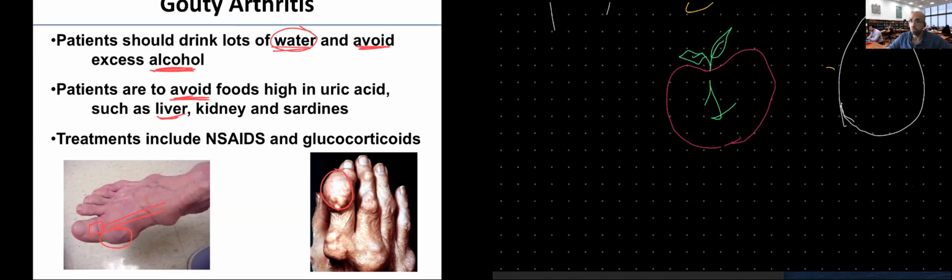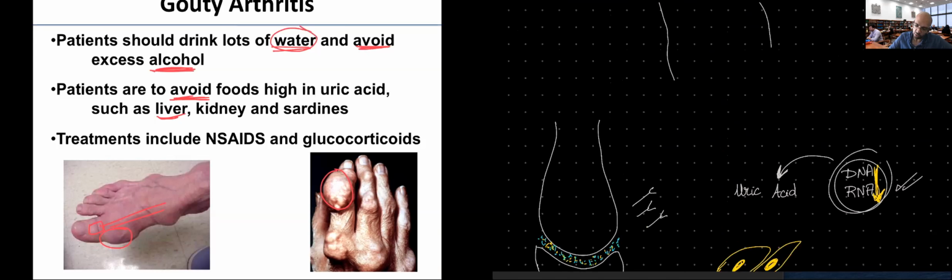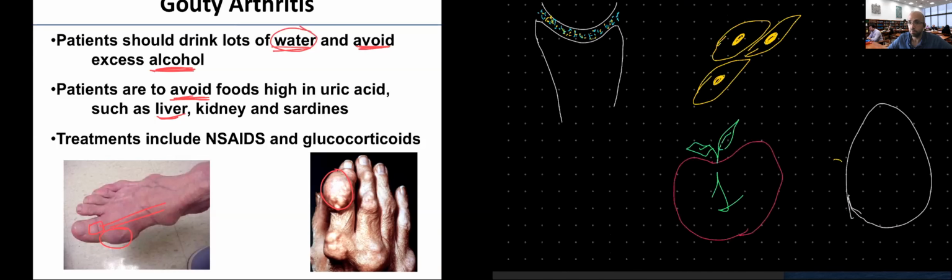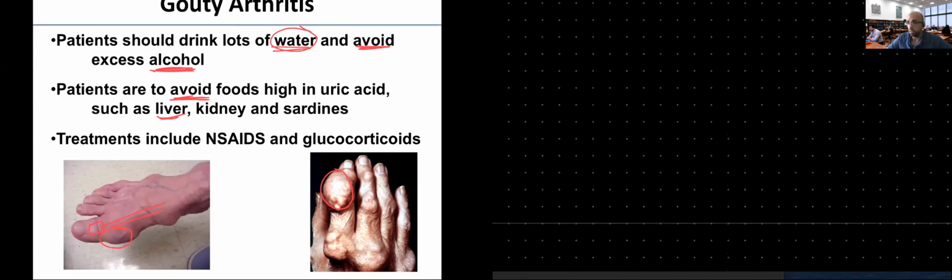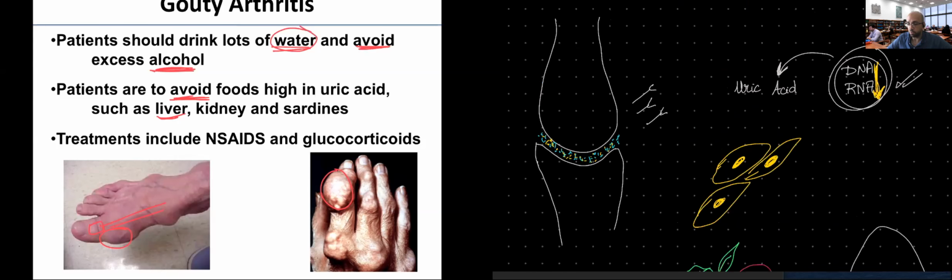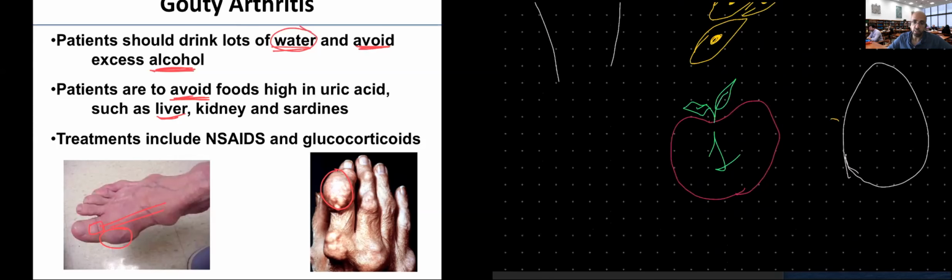All right. So we are trying to reduce the number of cells. As you reduce the number of cells, you're going to be reducing the amount of DNA and RNA to reduce the uric acid. So apple, yes, it will have sugar, but my concern with this patient is the gouty arthritis, high uric acid. So with this patient, I'm more concerned with the uric acid right now.